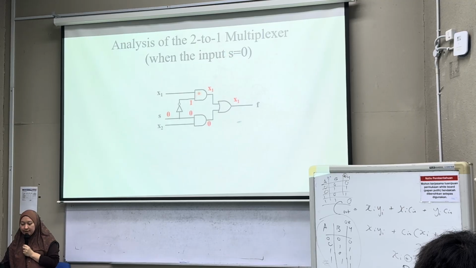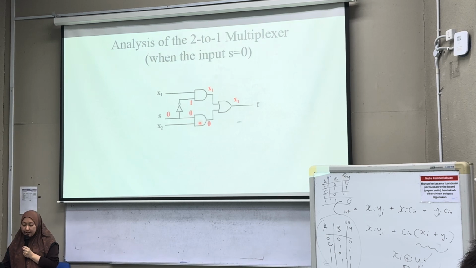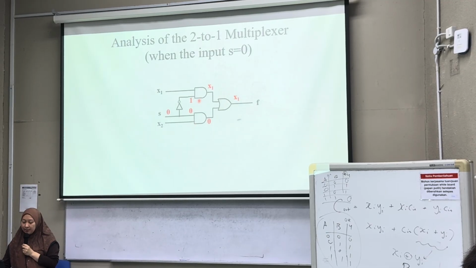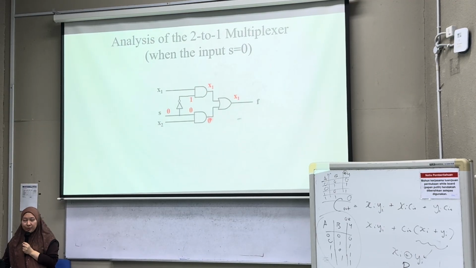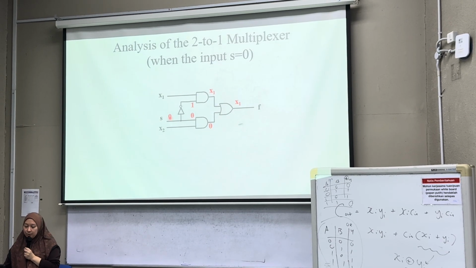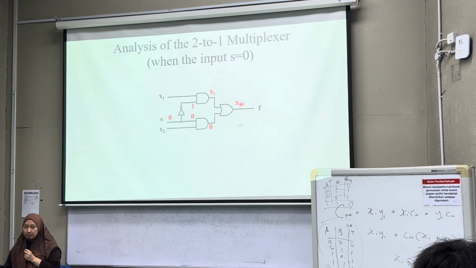When the input S is 0, you have a NOT gate there. Thus at the first AND gate you've got a 1 and X1, but for the second AND gate you have a 0 and X2. From the AND truth table, when one of the terminals is 1, the output will follow the other input. So here the output is X1, and here the output is 0. So F equals X1 when S equals 0.